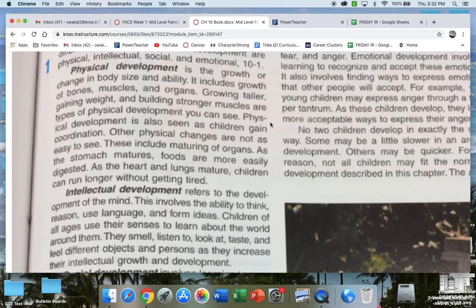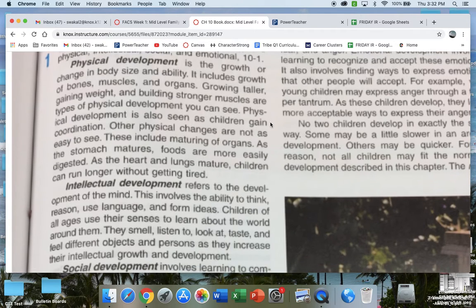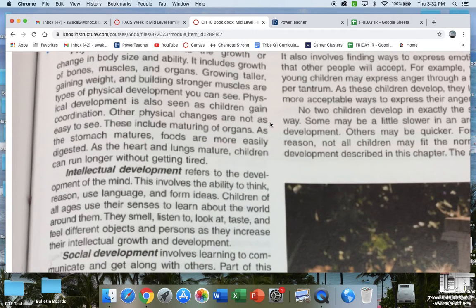Physical development is also seen as children gain coordination. Other physical changes are not as easy to see because they're internal. So, like these organs that are maturing inside of a body, and it says here as the stomach matures, which is an organ, foods are more easily digested.